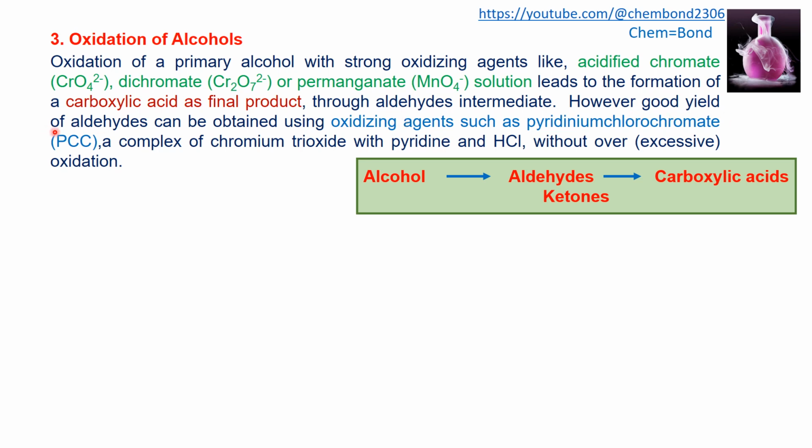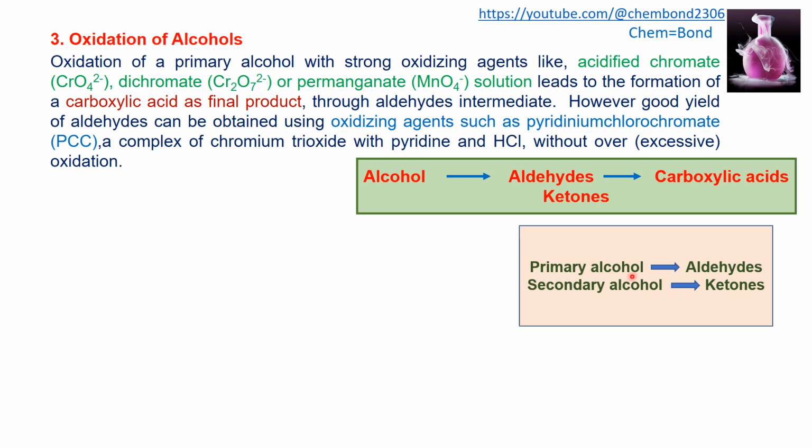However, a good yield of aldehyde can be produced with oxidizing agents such as PCC. So when we treat the alcohol with PCC, it will produce aldehyde and it will not undergo further oxidation to carboxylic acid. Primary alcohol will produce aldehyde, while secondary alcohol will produce ketones.